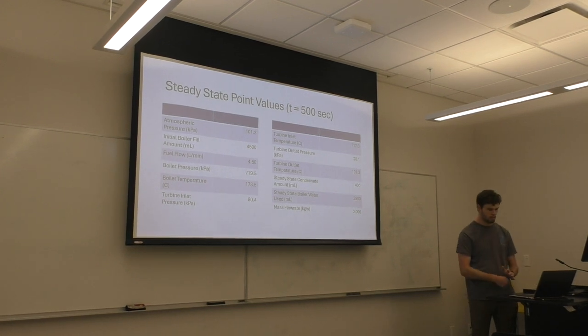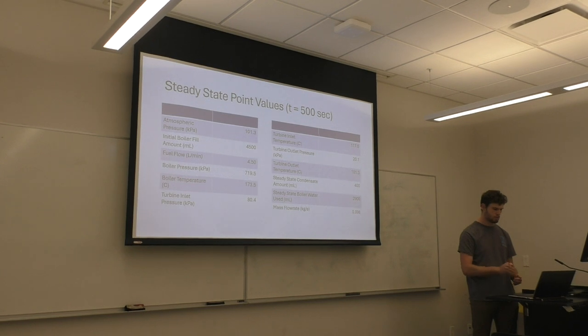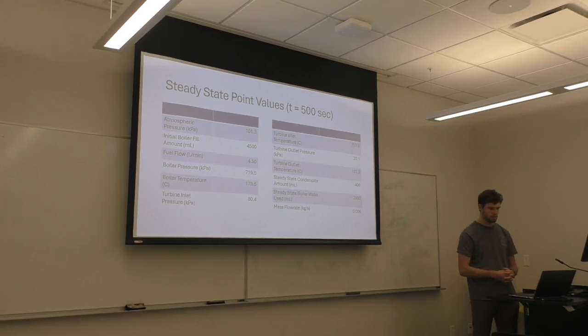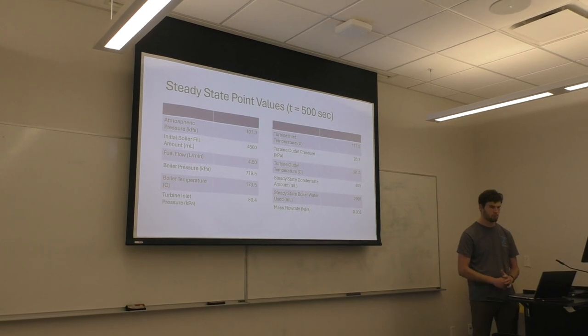Atmospheric pressure was assumed to be 101.3 kilopascals. The initial boiler fill amount was 4,500 milliliters, and the rest of the values were found from the different graphs and sets of data. The steady state condensate amount was 400 milliliters. This was how much water was removed from the condensation tube at the end. The steady state boiler water used was the difference between the initial 4,500 minus the 400, and the 1,200 that was removed from the boiler at the end. So overall, the system boiled off and lost 2,900 milliliters of water.